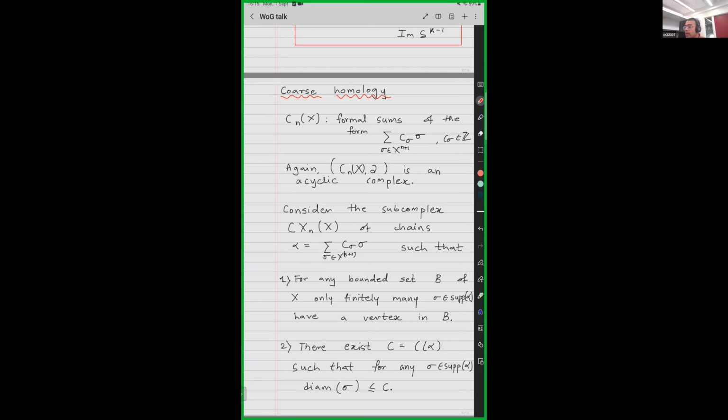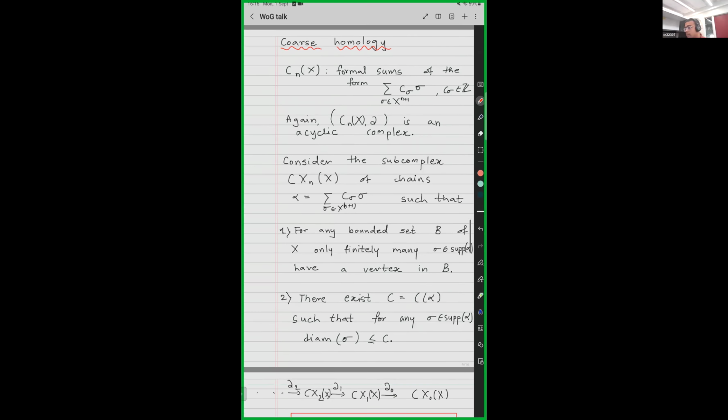And we're looking at, so again, this is an acyclic complex, but now we look at a subcomplex of it, and we impose two conditions on it. We say that for any bounded set B of X, only finitely many simplices have a vertex in B. So it's a local finiteness condition. And another condition that we impose on our formal sums is that for a given formal sum alpha, there exists a constant C such that every simplex that is in the support of alpha has diameter less than or equal to C, right?